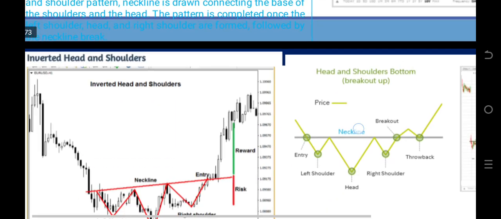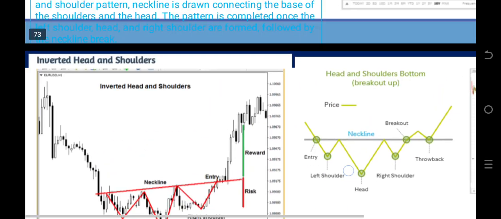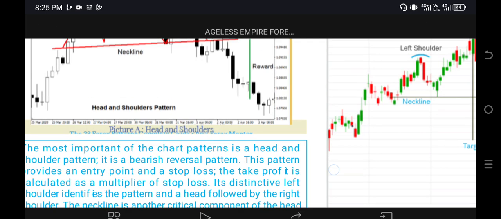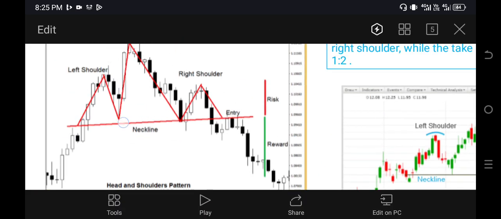Understand? So then we now also have the inverted head and shoulder. This is just the opposite of what? Head and shoulder. Just that this one happens at the bottom of what? Of a trend. Understand? This one shows a buying pressure. Look at it. Price was initially trending downward, right? So it now formed this pattern, inverted head and shoulder, just like a W. Understand? This head and shoulder is just like your M.